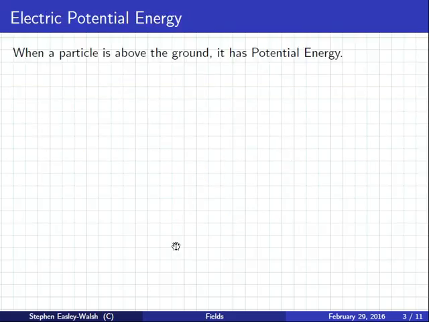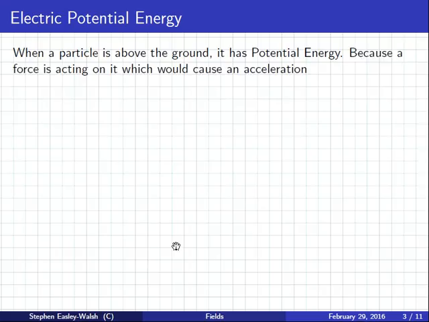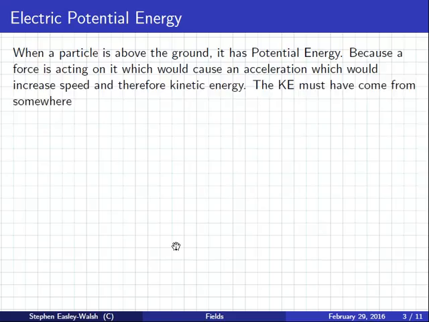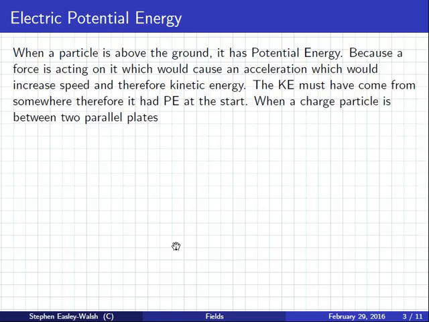So you know, when a particle is above the ground, it has potential energy, because a force is acting on it, which would cause an acceleration, which would increase the speed and therefore kinetic energy. So the kinetic energy must have come from somewhere. It came from the potential energy at the start. When a charged particle is between two plates, it will start moving. Why? Because of the electric field strength, yeah.